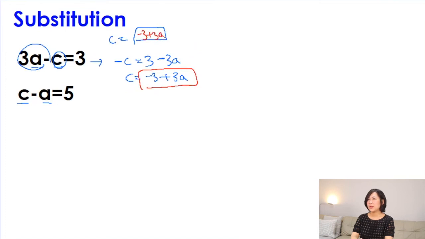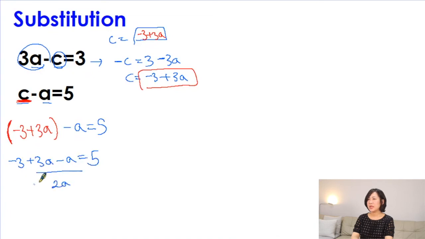So now let's substitute this expression in for c. So have a bracket: minus 3 plus 3a, then minus a equals 5. So we've got a new equation with only a. Now minus 3 plus 3a minus a is 2a. So let's simplify them. Then 2a equals 8, so our a is 4.